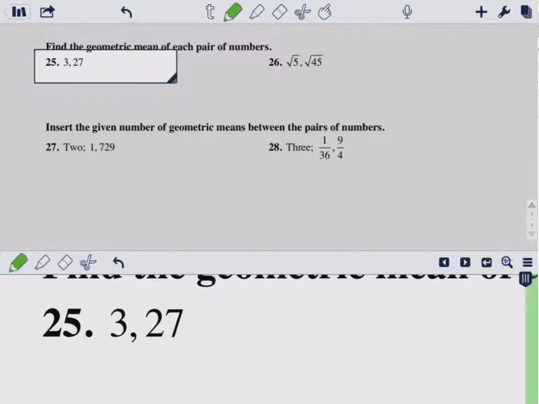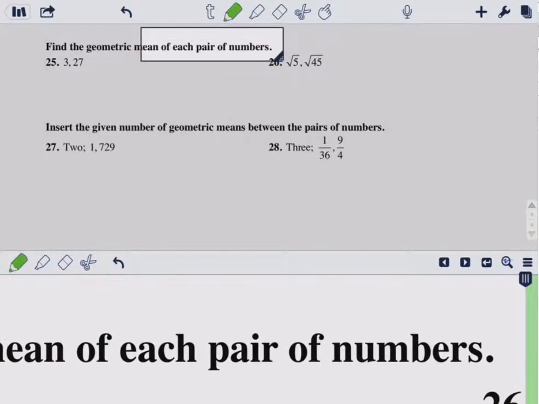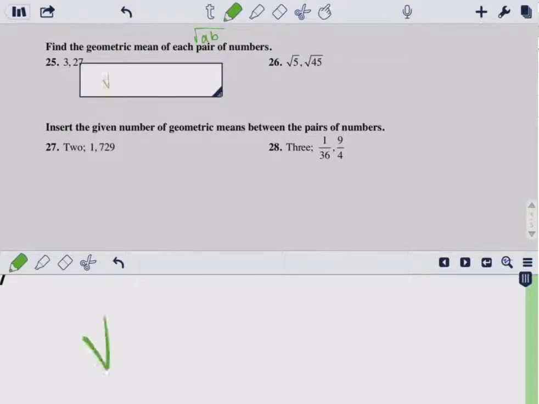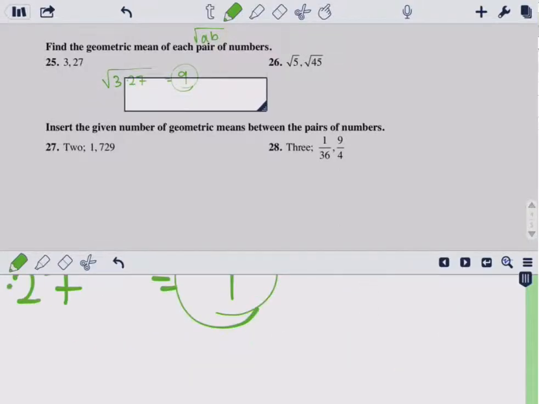Okay, last page of our Algebra 2 Unit 11 for CP classes review. Let's start with number 25. We want to find the geometric mean of each pair of numbers. Remember, the geometric mean of the numbers a and b is equal to the square root of ab. So we want the square root of 3 times 27, which is equal to 9.